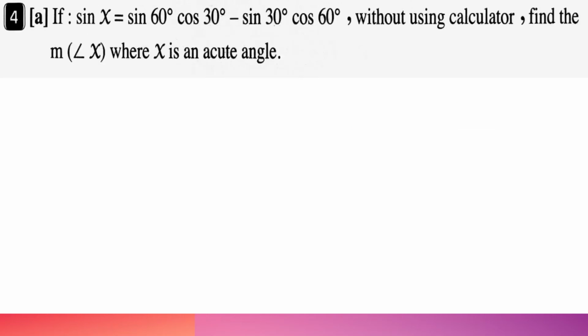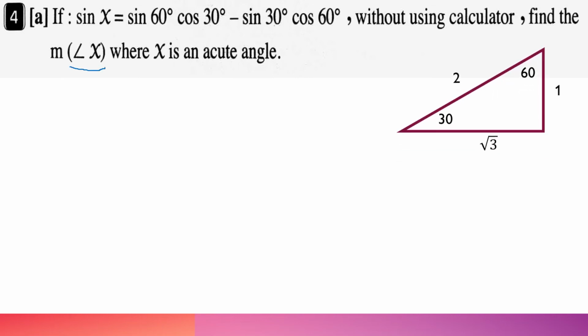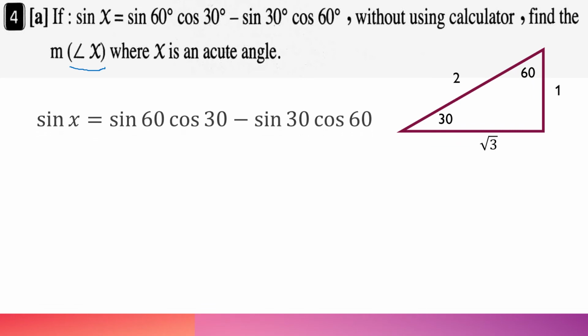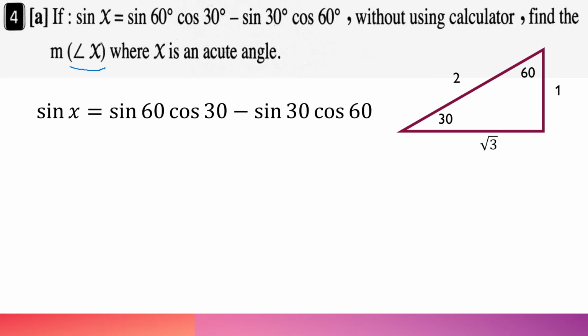For A, it says if sine x is sine 60 times cosine 30 minus sine 30 cosine 60, he wants me to find the measure of angle x. We will use the 30-60 triangle and substitute the quantity he gave me. So sine x equals sine 60.